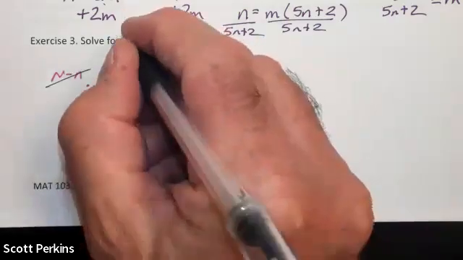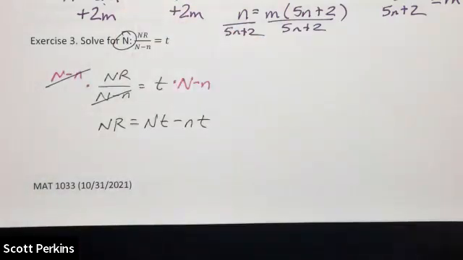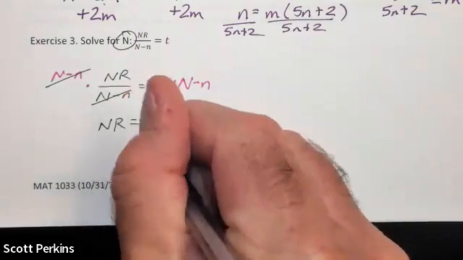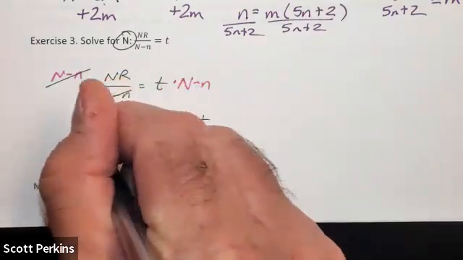So again, we are solving for the capital N, so I have to make sure that every term that has a capital N is on the same side of the equation. So that means what term do I need to move to the other side? Yeah, the capital N times T. So I'm going to move that.